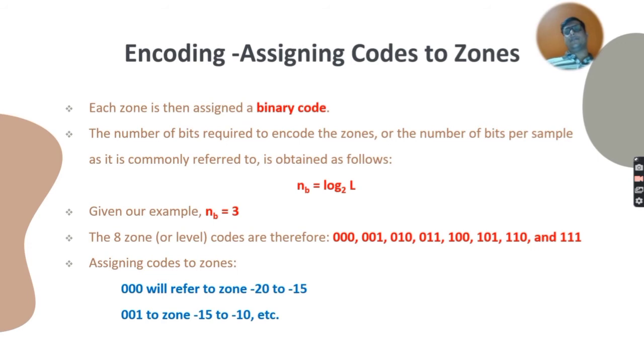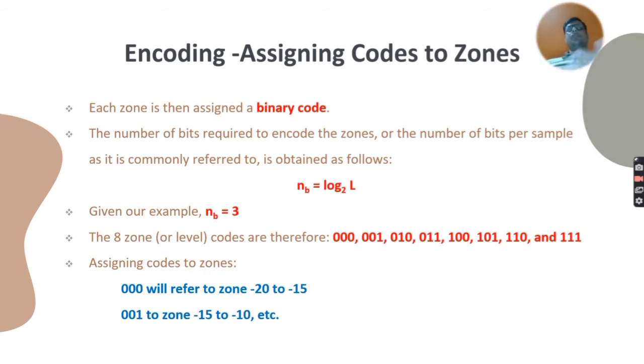Next you can see encoding. Encoding is a process through which we assign binary data to each zone. So each zone is assigned a binary code. What is the code length? It is 3, because L is equal to 8 means the code length will be 3, 2 to the power 3. So the number of bits required to encode the zone, or the number of bits per sample, is n equal to log base 2 of L. So L is equal to 2 to the power n, where n is the number of bits. If the number of levels is 8, how many bits are we going to assign? 3 bits. So n is equal to 3.